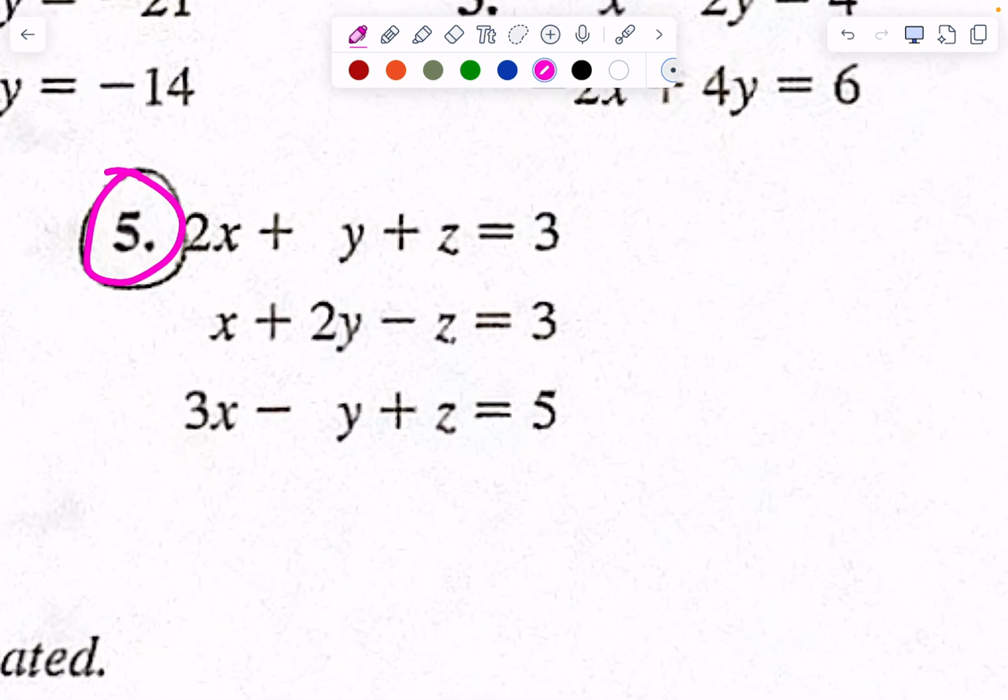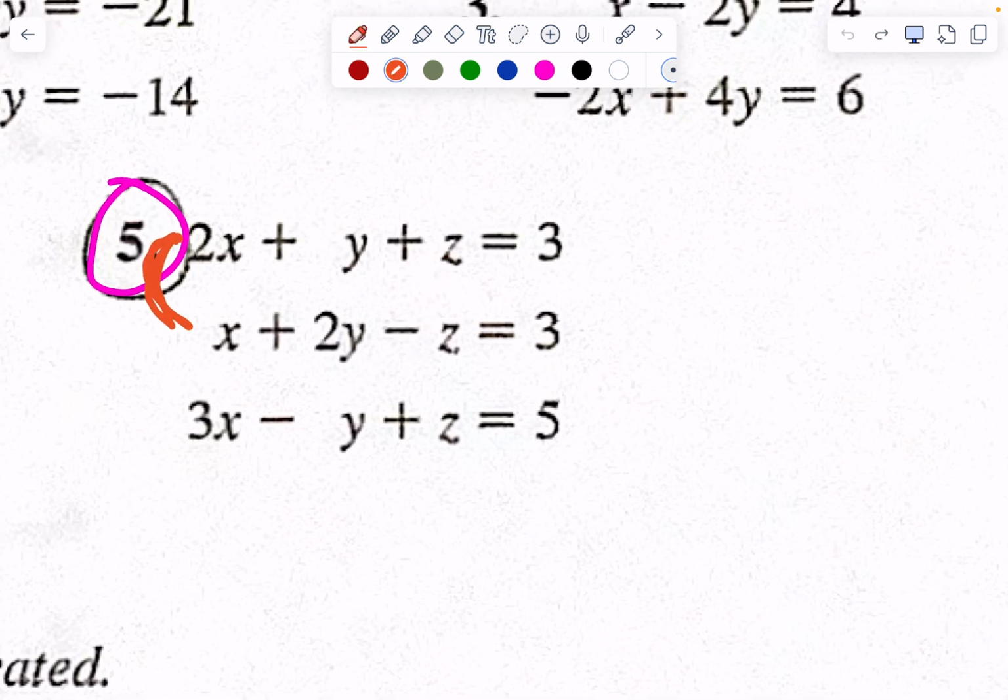We need to eliminate a variable, just one. Which one? The z's. I want to eliminate z's. I want to add these 2 equations together to eliminate the z, then add these other 2 equations together. You could add the first and third equation together, but then I'd have to make one negative. So I'm going to add the first and second equations, and then the second and third equations, because I don't have to do anything.